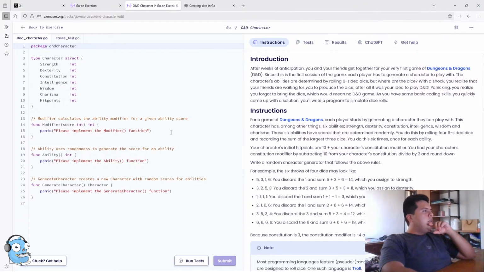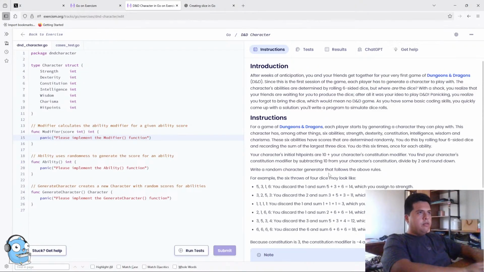Modifier. Calculate the ability modifier for a given ability score. What was the modifier? Score. Return the score plus 10.